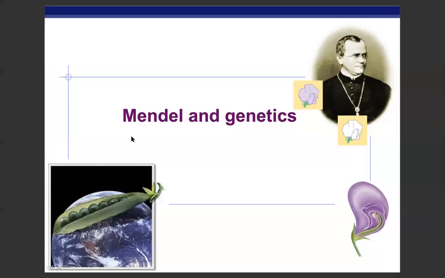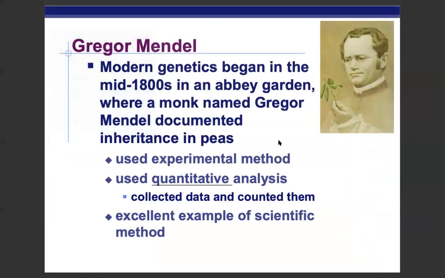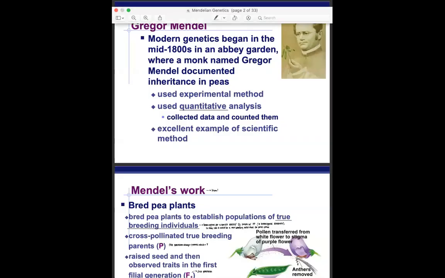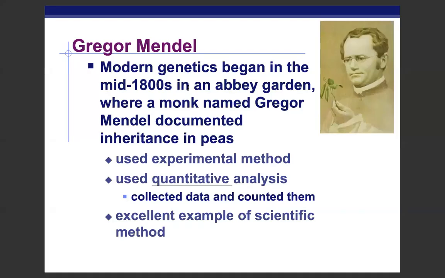This video explains the topic of genetics, especially with regard to Mendel's work. So Gregor Mendel was a monk who lived in the mid-1800s. He began the process of modern genetics when he worked with pea pods and pea plants and documented inheritance. So he just used the experimental method with quantitative analysis.